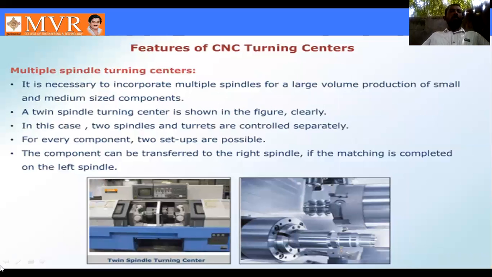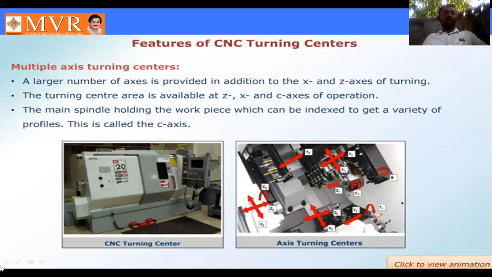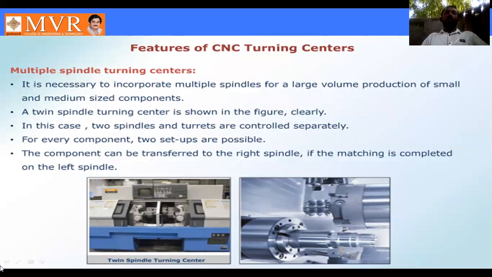So see another one, multiple spindle turning centers. The previous class was multiple axis turning centers; this one is multiple spindle turning centers. Multiple spindle turning centers means it is necessary to incorporate multiple spindles for large volume production of small and medium sized components. So for manufacturing small and medium sized components in large production, we can use it.